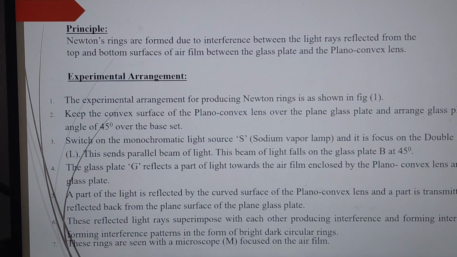Okay, so what is the principle of Newton's rings? Newton's rings are formed due to interference between the light rays reflected from the top and bottom surfaces of the air film between the glass plate and the plano-convex lens. The interference pattern between the two reflected rays, from the top and bottom surfaces of the air film, is known as the principle of Newton's rings.